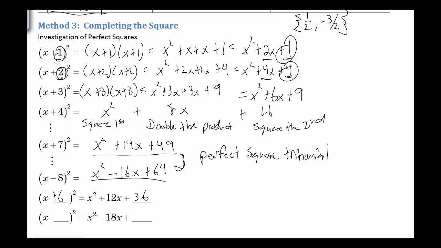Okay. What about x squared minus 18x? What do you double to get negative 18? Hopefully, you caught on to negative 9, and so the last number has to be 81.